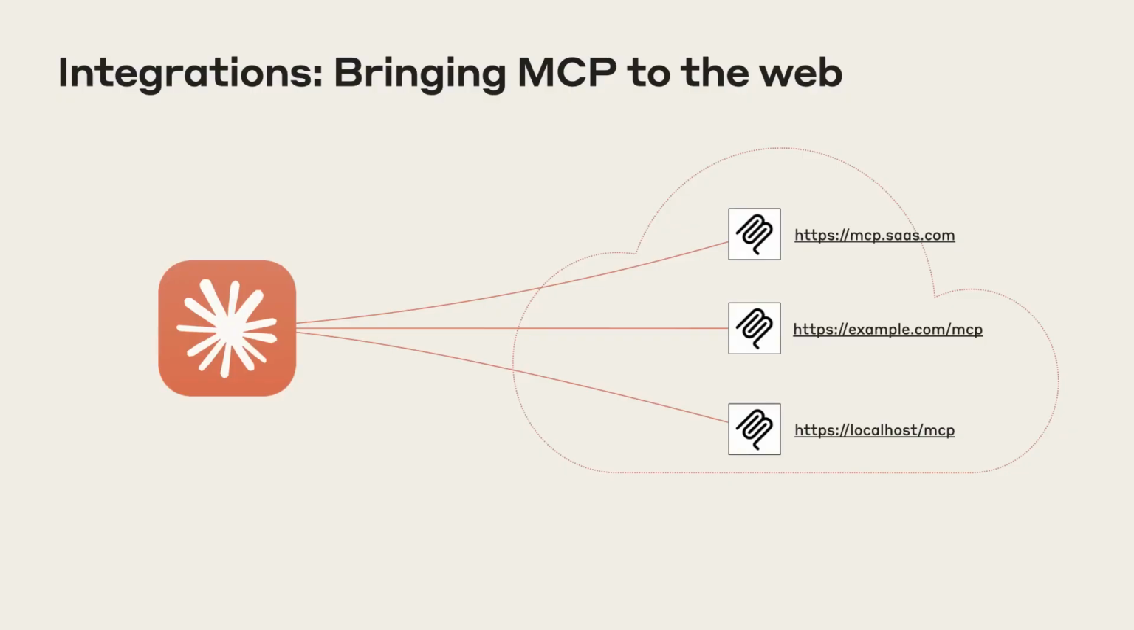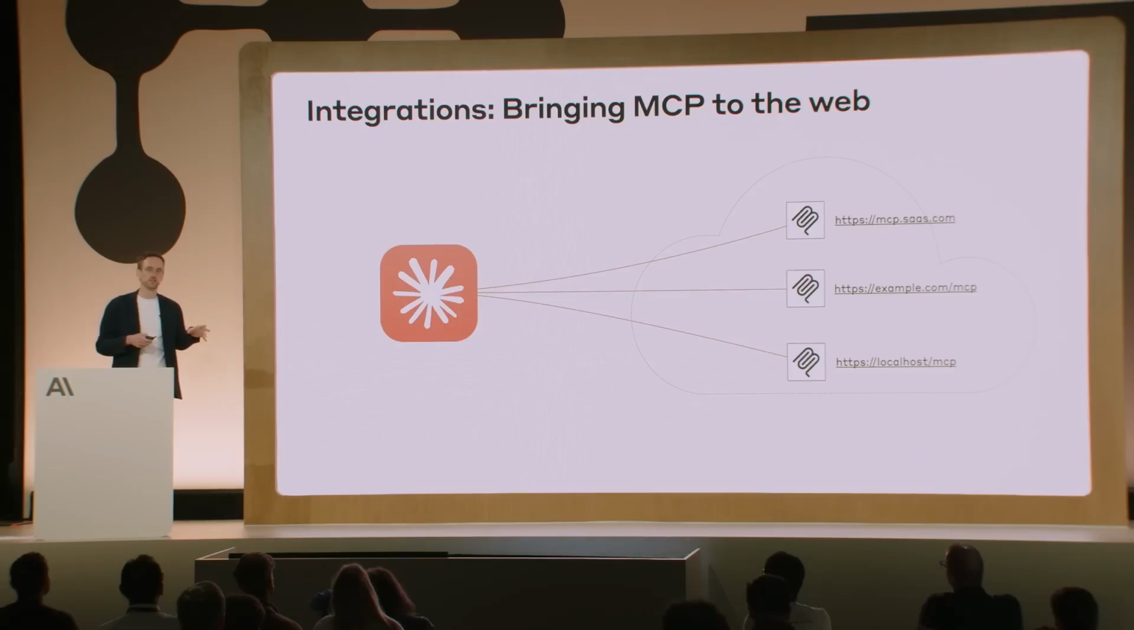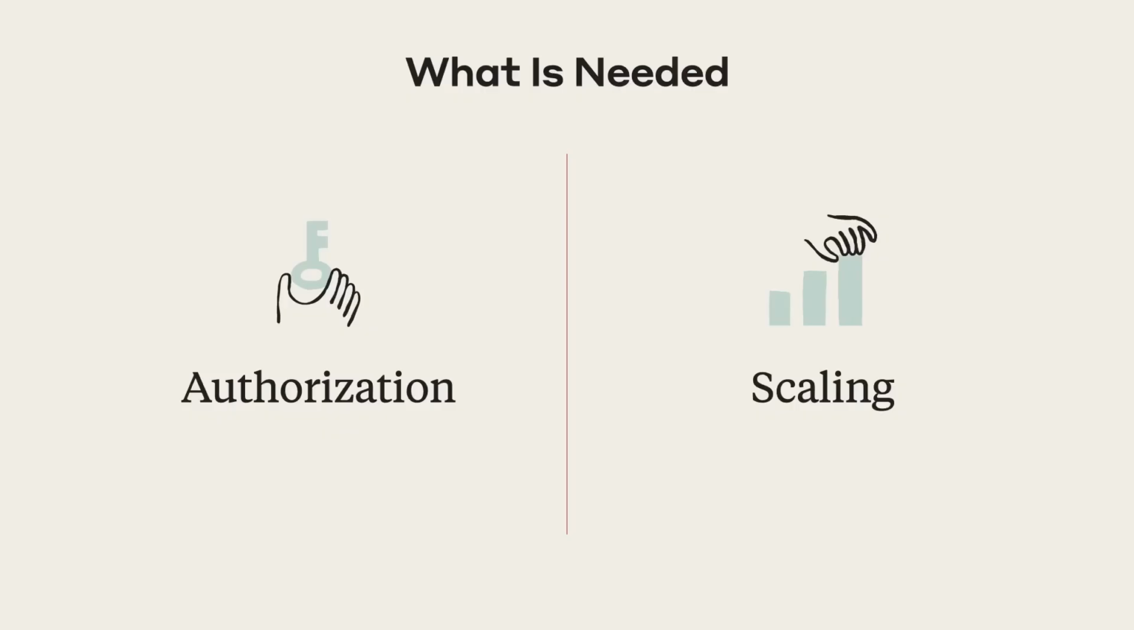And so what does this mean? It means that instead of having an MCP server that is a Docker container or some form of local executable, it is nothing else but a website that your client can connect to and expose its MCP and you talk to. But for that, we need 2 critical components. We need authorization and we need scaling.